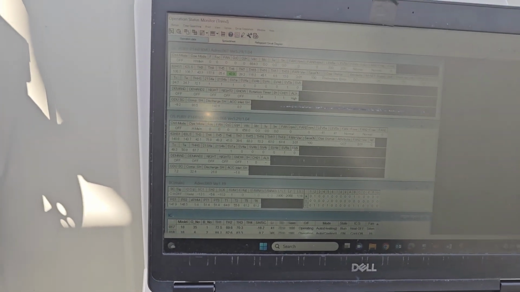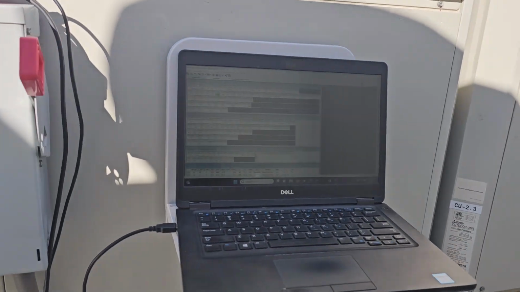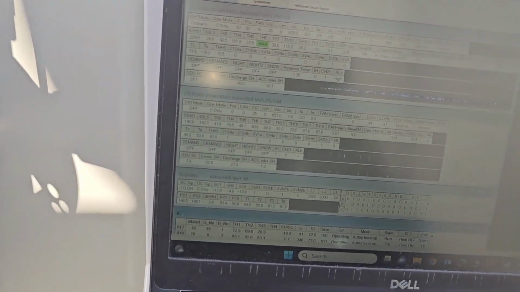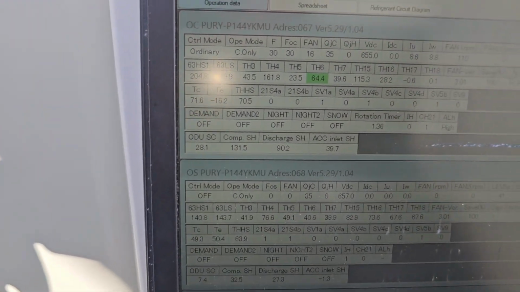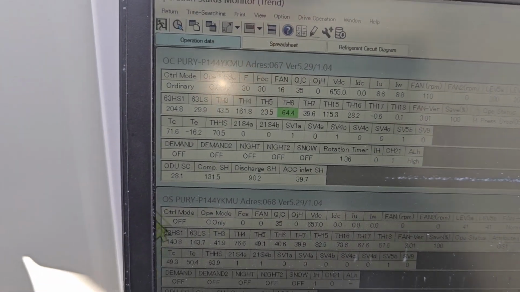So I get a call that the customer is saying the tenants are hot, which is interesting because yesterday it was pretty cold as well, but you know, whatever. I show up to find this. This system is currently running.